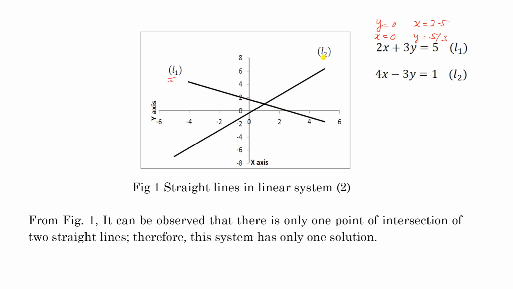Similarly, you can draw L2. Now look at this. If you see this, there is only one point of intersection. It means there is only one point which satisfies these two lines, and this is the solution. So only one solution, a unique solution, is there.